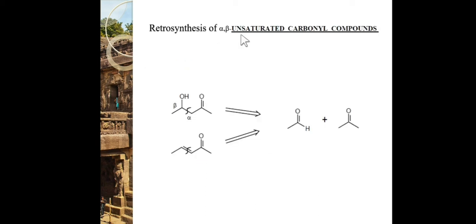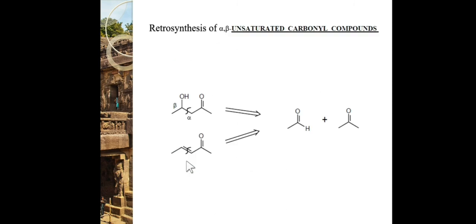Now let's go for the generalization of these alpha beta unsaturated carbonyl compounds. What we learned for generation of an alpha beta unsaturated carbonyl compound: the first strategy is adding H2O, or a water molecule, to the beta carbon. OH at beta is a very useful FGI. And secondly, disconnection of this double bond by Wittig reaction.